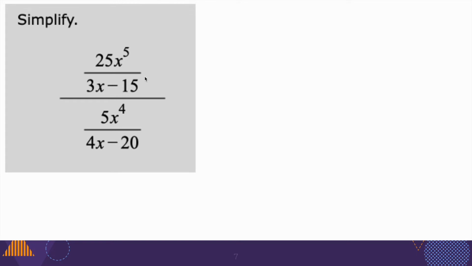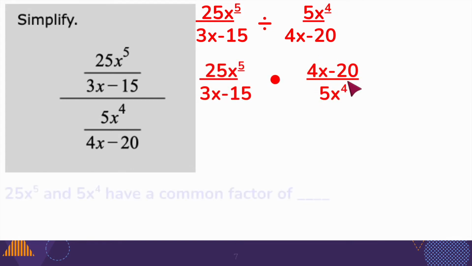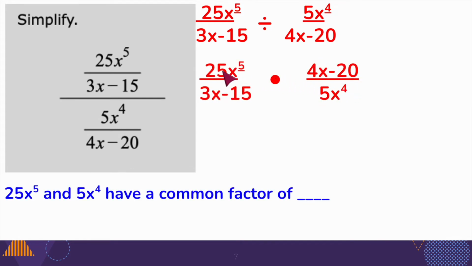All right, let's look at another one. We have our fraction on the top, and then we're dividing by another fraction. So here it is. I'm just writing it horizontally instead of vertically. And we're going to flip the second fraction over so that we can multiply. Now we're looking for common factors. You can see I immediately start asking the question, do 25x to the 5th and 5x to the 4th have a common factor? Well, they have a common factor of 5, and then x to the 4th.